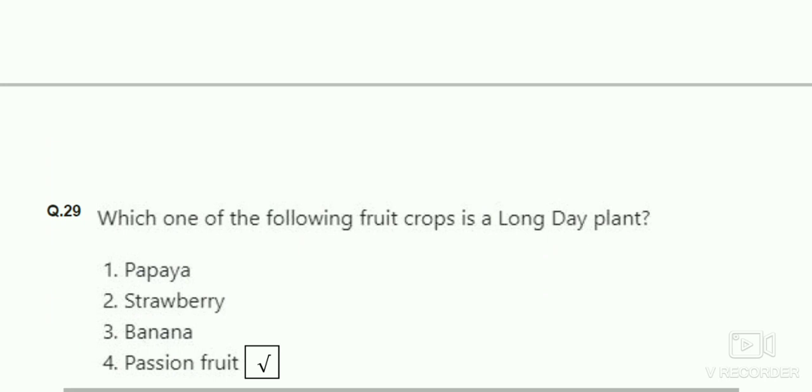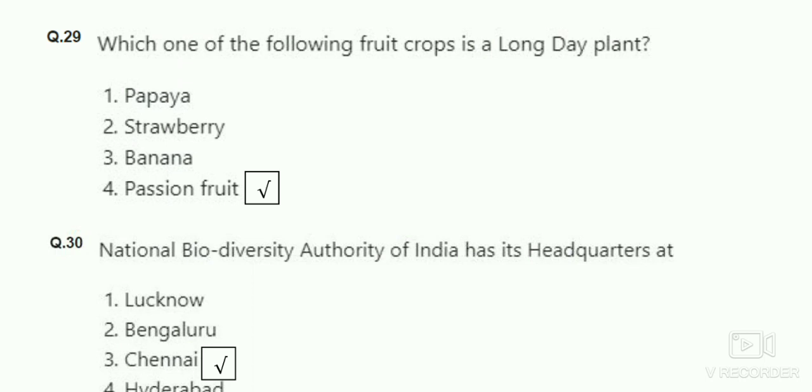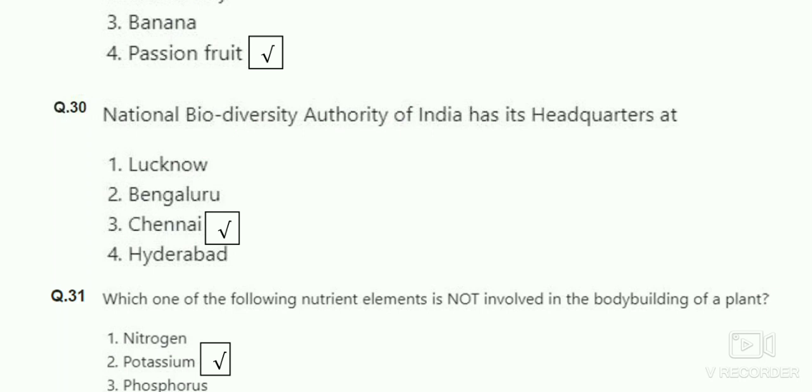Question number 29. Which of the following fruit crops is a long day plant? The right answer is passion fruit. The National Biodiversity Authority of India has its headquarters at, the right answer is Chennai, and the board at Delhi.